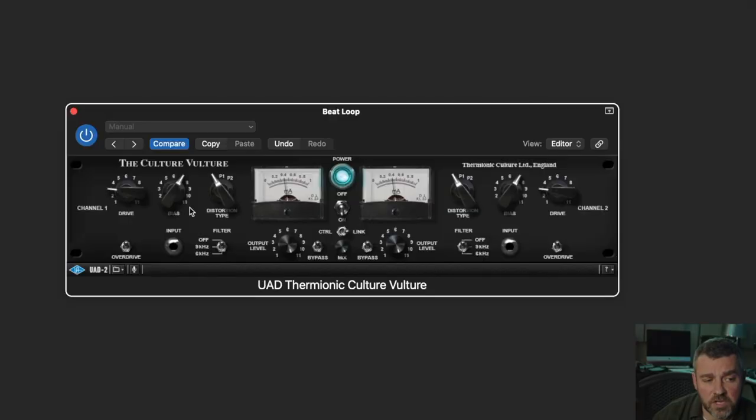What the Culture Vulture allows us to do is to add three different flavors of distortion. They're referred to as topologies. They literally change the relationship between the internal components of the processor to give us different flavors of distortion. And the first one of those, this one that I currently have selected, is T mode.